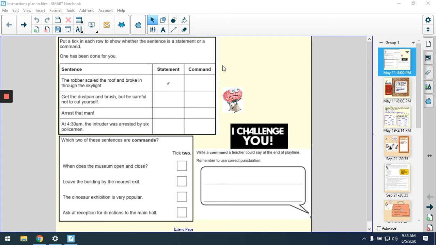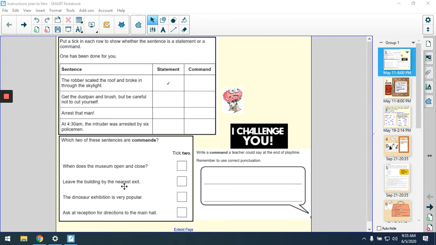The robber scaled the roof and broke in through the skylight is a statement. Get the dustpan and brush, but be careful not to cut yourself is a command. Arrest that man is a command. At 4:30 a.m, the intruder was arrested by 6 policemen is a statement. Which two of these sentences are commands? Well, we've got a question here.